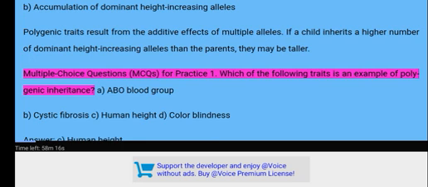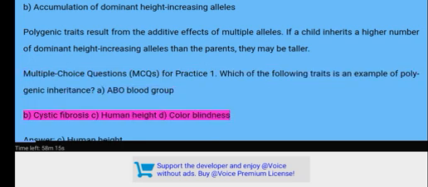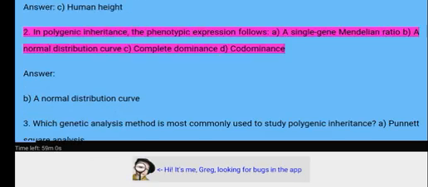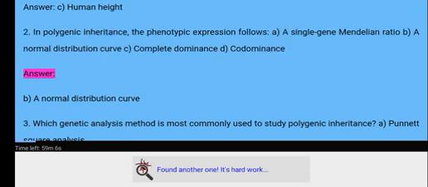Multiple choice questions, MCQs, for practice. 1. Which of the following traits is an example of polygenic inheritance? A. ABO blood group. B. Cystic fibrosis. C. Human height. D. Color blindness. Answer. C. Human height. 2. In polygenic inheritance, the phenotypic expression follows: A. A single-gene Mendelian ratio. B. A normal distribution curve. C. Complete dominance. D. Codominance. Answer. B. A normal distribution curve.